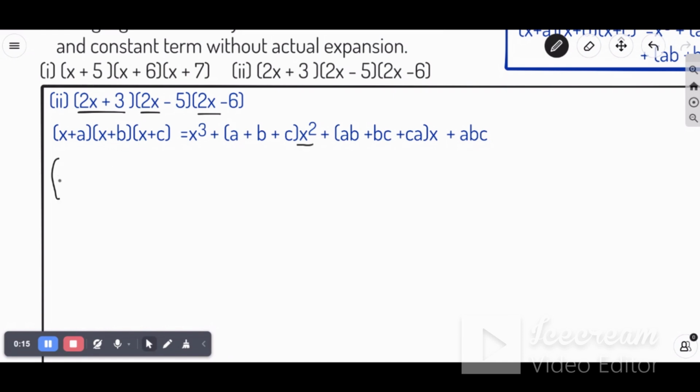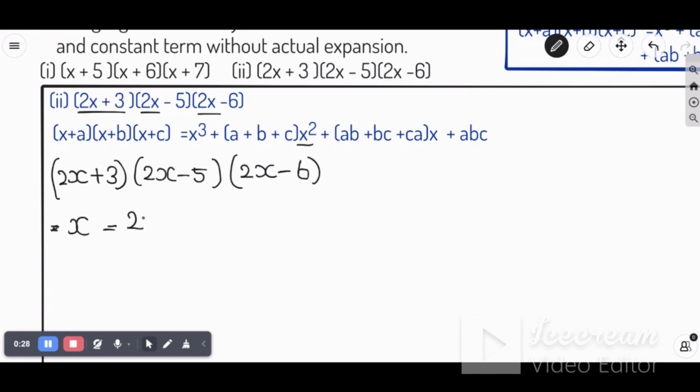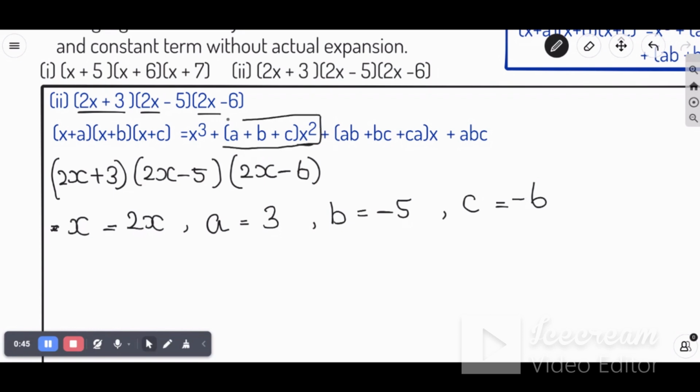So what you have to do is, let us write a question first. So our question is this, and the answer will be, first term is nothing but x cubed. So what is your x here? Here our x is equal to 2x, right? And your a is equal to 3, and your b is equal to minus 5, and your c is equal to minus 6. So now, as per the question, you need this one, a plus b plus c into x square.